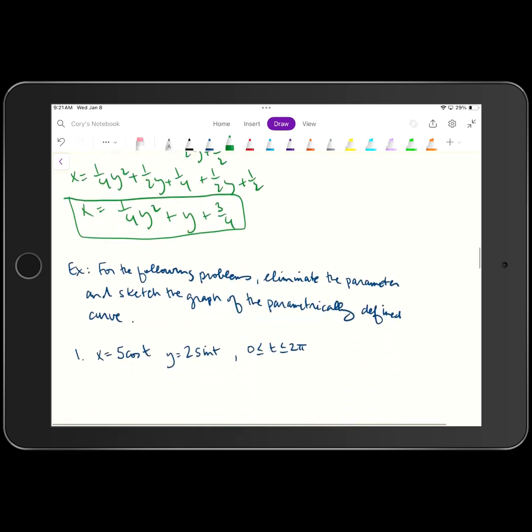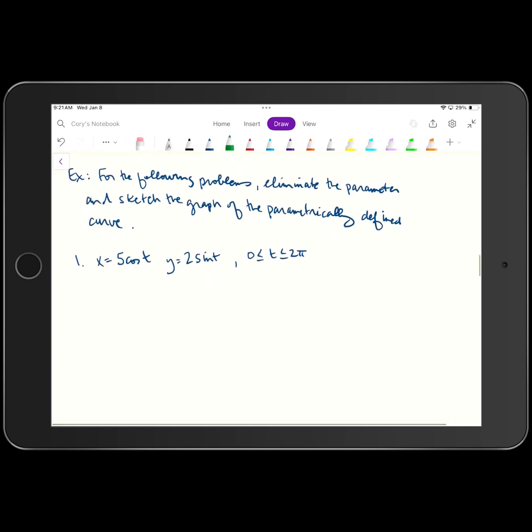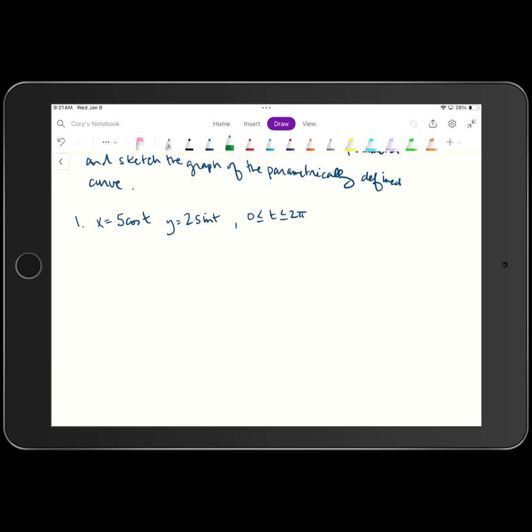Okay, so moving on to the next example. The next example says for the following problems, eliminate the parameter and sketch the graph of the parametrically defined curve. Okay, so looking at this example, if I were to guess how you would choose to eliminate the parameter, I would guess that you would solve for t in one of the equations and substitute for t in the other equation.